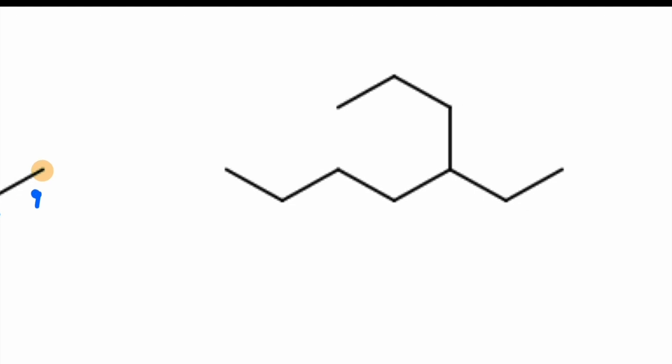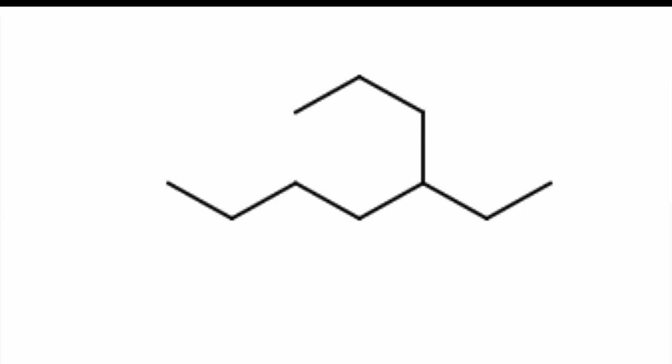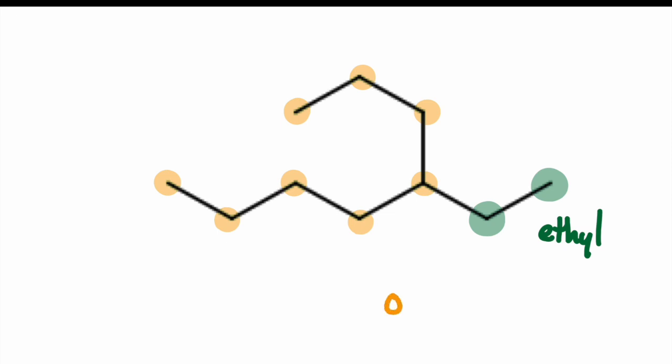Okay, let's go on to our next example here. We have to find our parent chain. So 1, 2, 3, 4, 5, 6, 7. But that's not our longest continuous set of carbons. We could have 1, 2, 3, 4, 5, 6, 7, 8. So this is my parent chain here, meaning that this 2-carbon substituent sticking off of there is an ethyl group. So my parent chain is an octane. I have this ethyl group. Where is that ethyl group located?